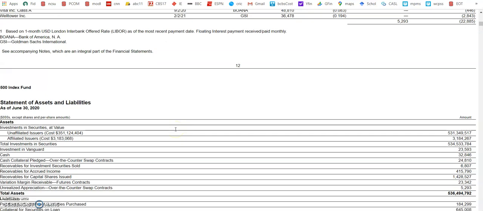You can see the statement of assets and liabilities. Here's where the NAV will be calculated. They list all of the assets they have, how much in securities, in cash, and cash collateral, and so on. The total assets add up to about 536 billion. Note these are all amounts in thousands, so it is $536 billion of assets.